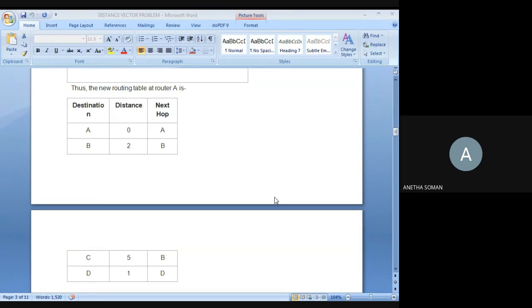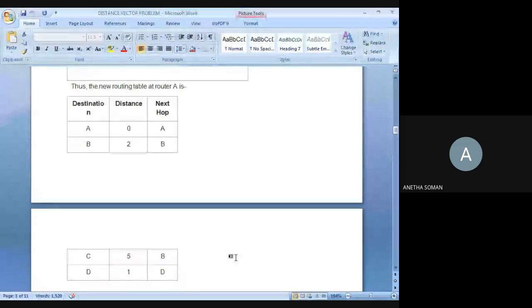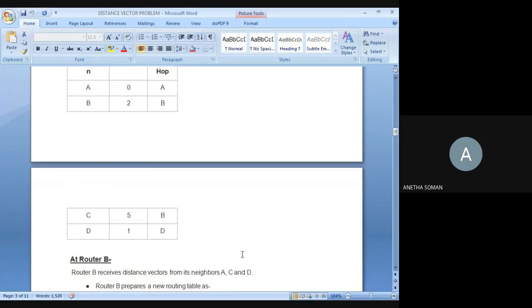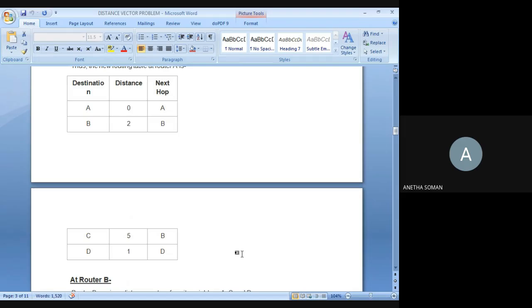Now what is the next step? This you have found out for router A. Similarly, at router B, you have to calculate it. Calculate it fast and tell me. Anjali, you have to answer. At router B, now router B is your reference node. So first, what you have to identify is the neighbors of router B. Now, Anjali, tell me who are the neighbors of router B?